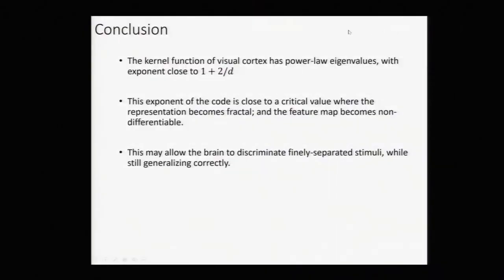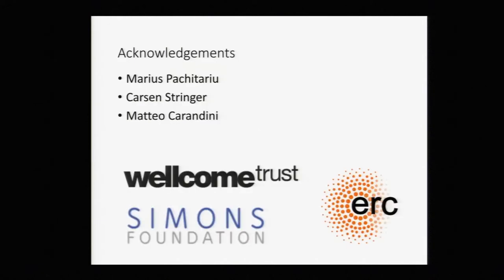Okay, so to conclude, the covariances in the visual cortex have power law eigenvalues with exponents close to 1 plus 2 over d. This is close to a critical value where the representation becomes fractal, and this may be giving the brain the highest dimensionality representation it can have, the most orthogonal representations it can have, while still being smooth and therefore being able to generalize correctly. And that's it.